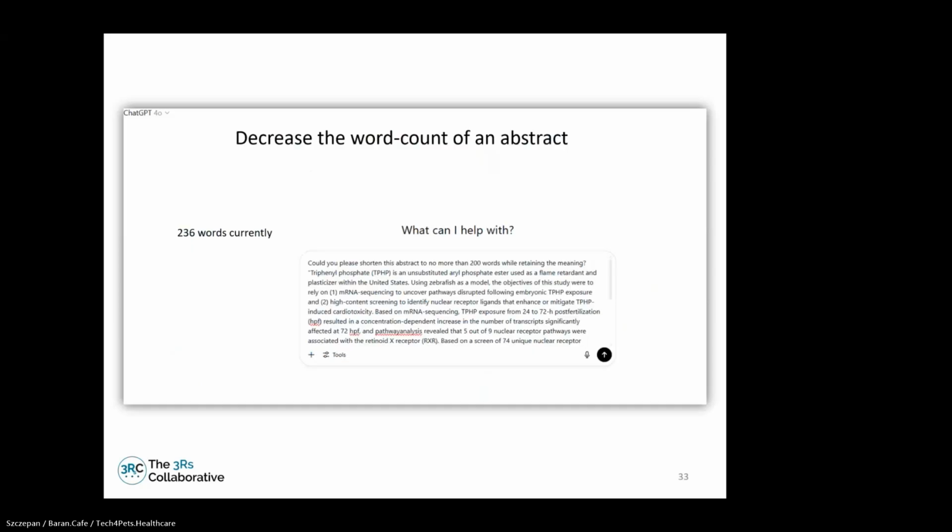And so what if I'm using this work and I'm submitting it to a scientific conference, but the conference submission site only has 200 words. So I know the text on here is small, but you could use it to help decrease the word count of an abstract. So this is something, could you please shorten the abstract to no more than 200 words while retaining the meaning? So it's 236 currently. Okay, next slide.